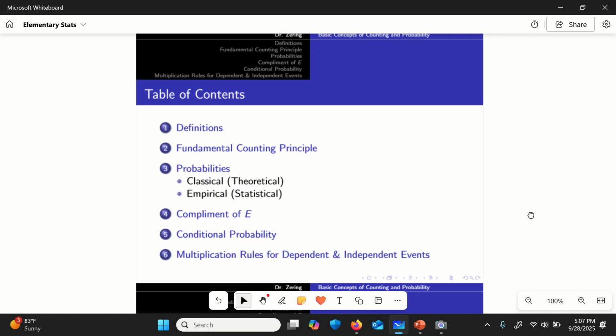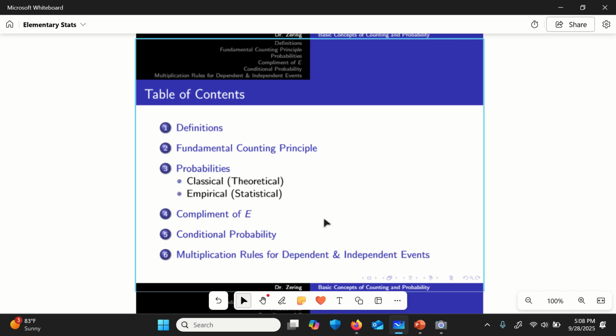Here is the table of contents, just a little overview of how this video is going to run. First, we're going to talk about just definitions for a few things. Then we'll use some of those definitions to understand the fundamental counting principle, in particular, how we can use that principle to count the possible number of outcomes, the total number of outcomes possible. And then we'll calculate some probabilities using both the classical and empirical methods.